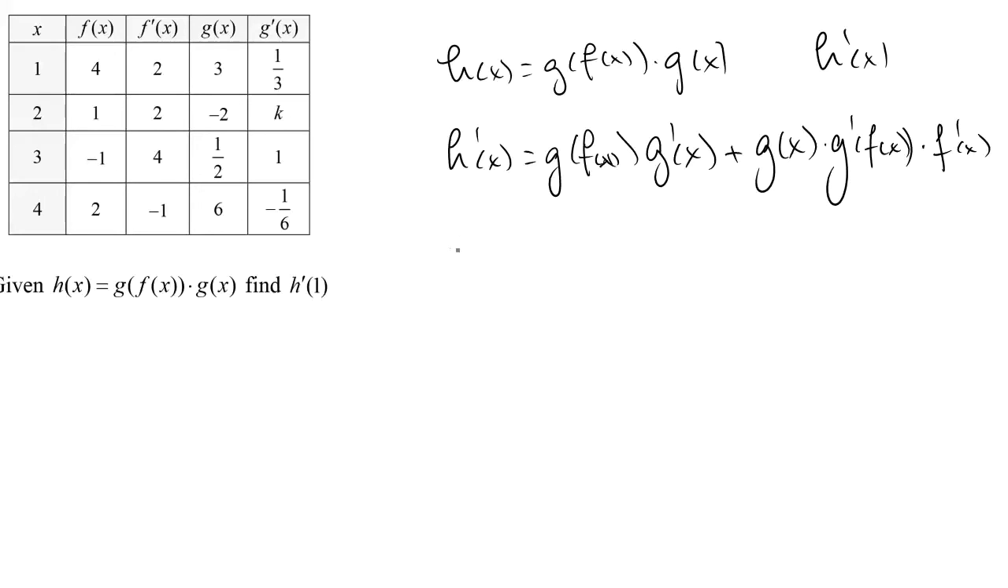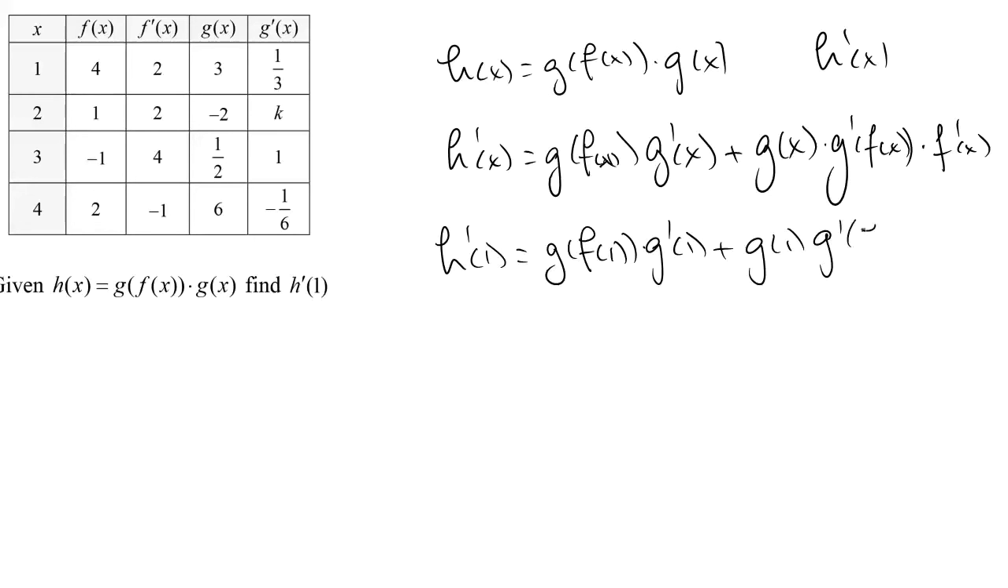Now we're at the point that we can evaluate h prime of 1, and that would be g of f of 1 times g prime of 1 plus g of 1 times g prime of f of 1 times f prime of 1. Wow, there's a lot of looking back and forth from the table, and I'm going to try to highlight these things in that table. We have f of 1 right there 2 times. So I'll go up to 1, I'll look at the f function, and I see that f of 1 is going to be 4 in both of those cases.